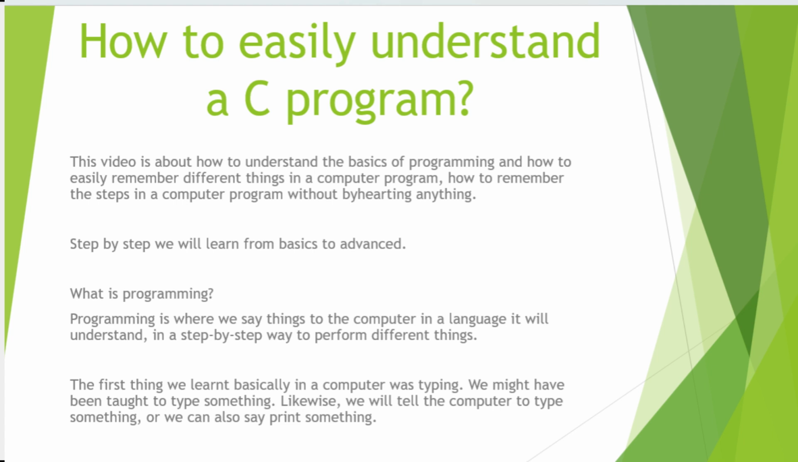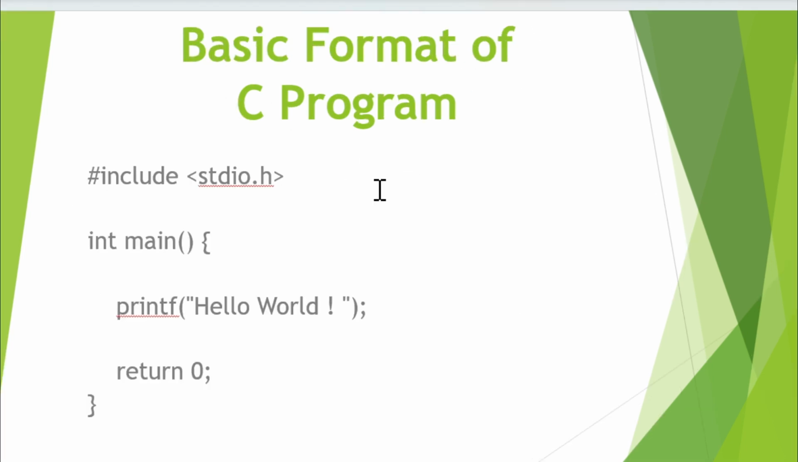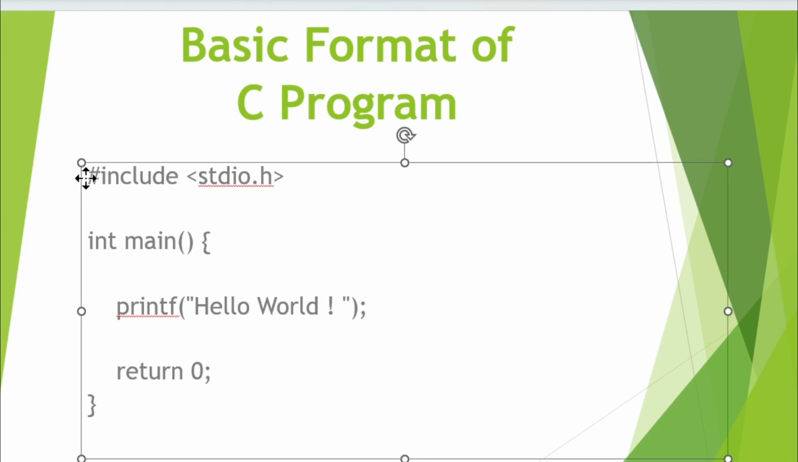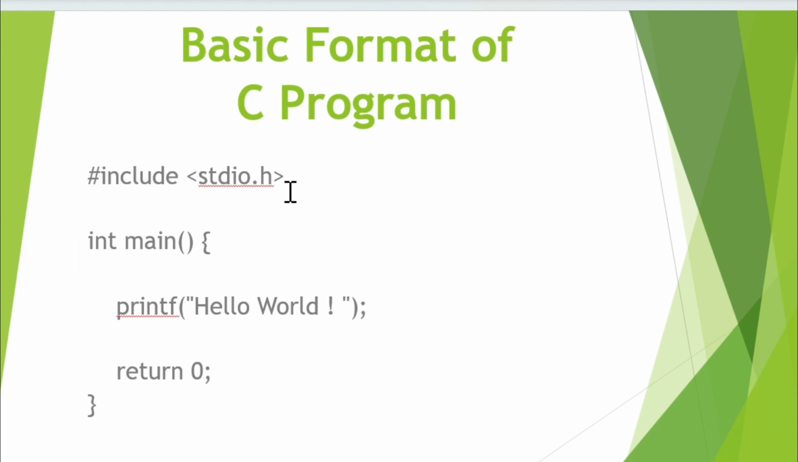Now, what is programming? Programming is a way where we say things to the computer in a language that it will understand, and we do this in a step-by-step manner. The first thing we learned basically in a computer was typing. We might have been taught to type something. So the first program we will see is how to write a program in C to print something. Okay, so this is the basic format of a C program. This is the first thing that we need to learn while we write a C program.